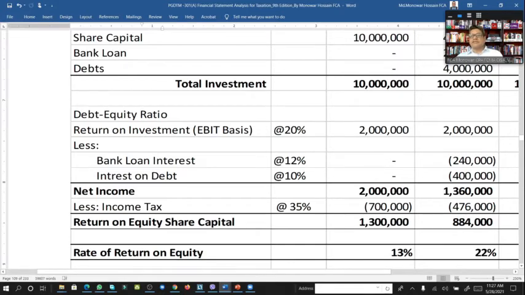Why this difference? Because here all interest is an allowable expense. So after taking that expense, net profit is less than previous, so tax is also less. Return on equity shareholder: after subtracting this tax from the 13,60,000, we get 8,84,000 taka. It is the income after tax. The owner of that amount is the real shareholder, the equity shareholder.